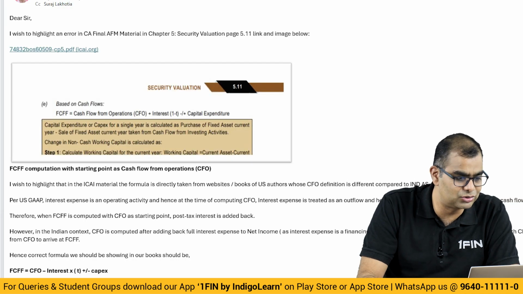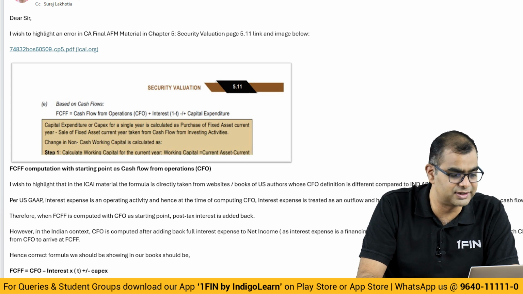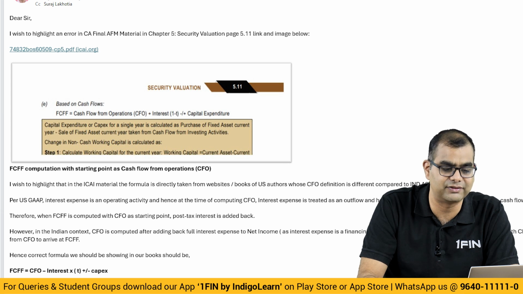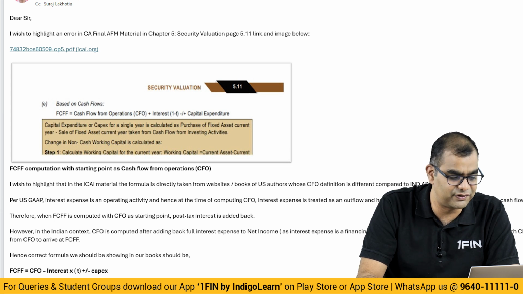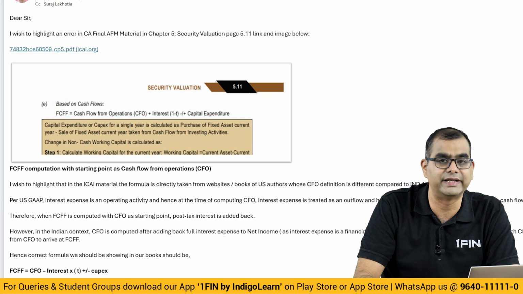So I sent a mail to Rajkumar Advikya sir. I sent it on 17th of July, where I had specifically said, sir, I wish to highlight an error in page 5.11 and based on cash flows. I had actually shared the screenshot also. Sir, FCFF computation with starting point as cash flow from operations. I wish to highlight that the formula is directly taken from US authors. Therefore, FCFF is as given. So what basically I said is, hence the correct formula we should be showing in our books is this and not what is given in point E in ICAI material.